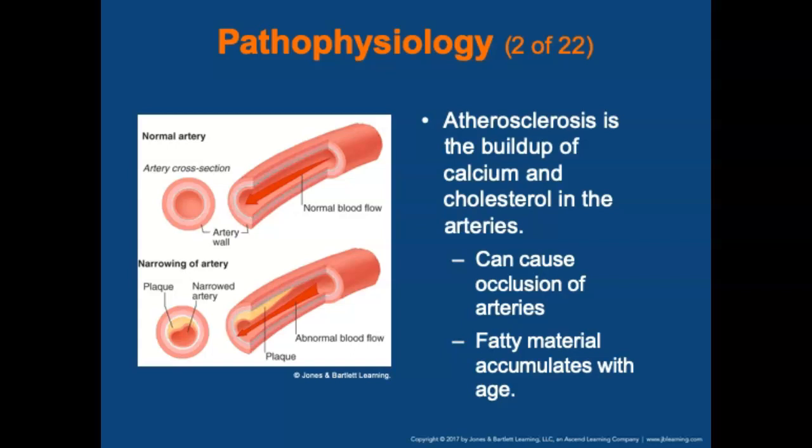If the brittle plaque develops a crack for an unknown reason, the ragged edge of the crack activates the blood clotting system. This results in a blood clot that will partially or completely block the lumen of the artery.